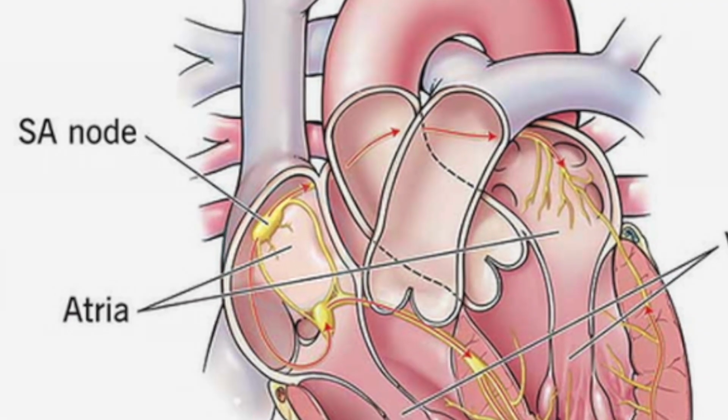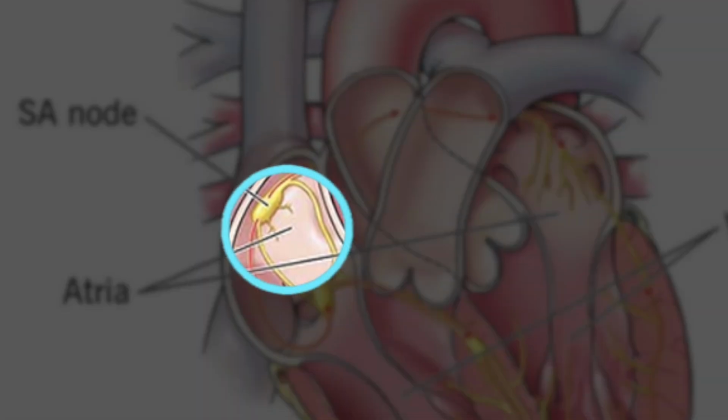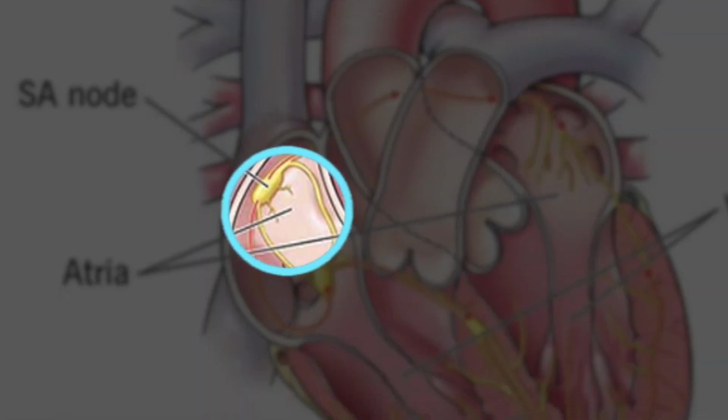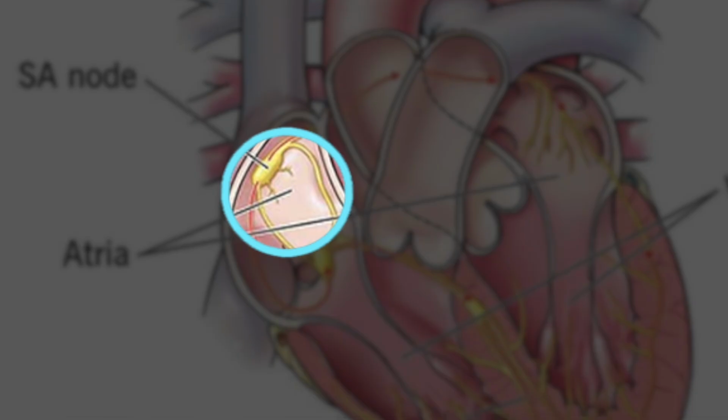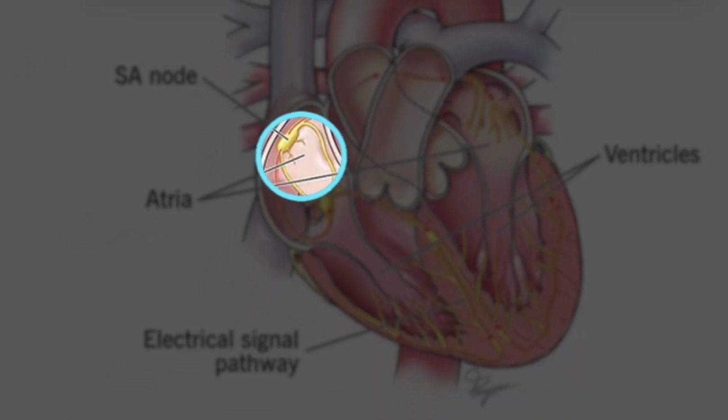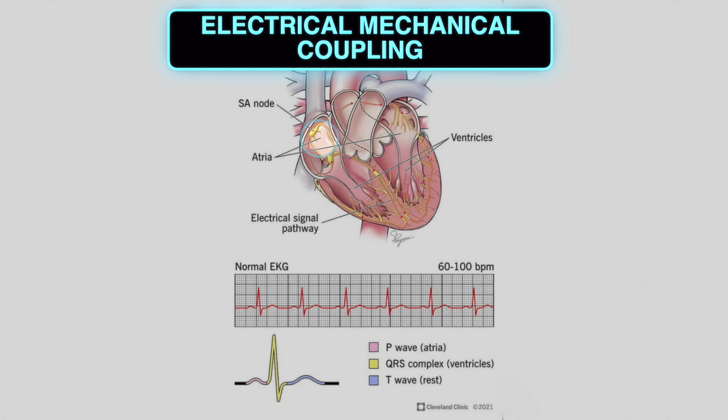You have at the top chamber of the heart a node of tissue called the SA node, and it's an electrical generator. So it generates an electrical impulse that spreads through the heart muscle and makes the heart beat. That's called electrical mechanical coupling.